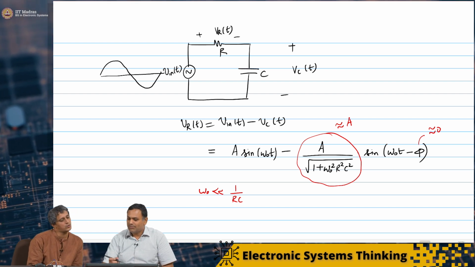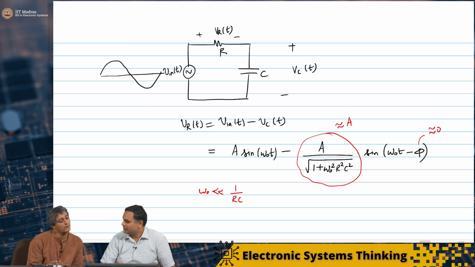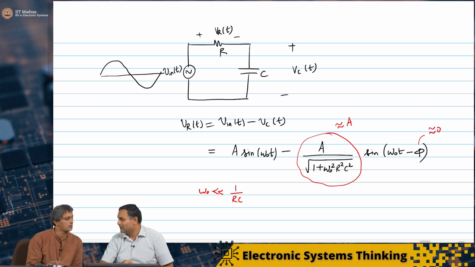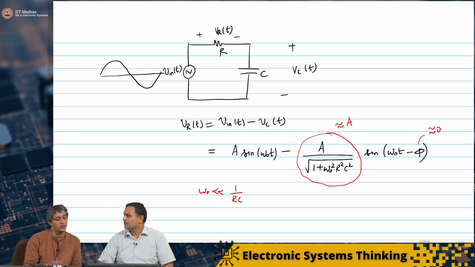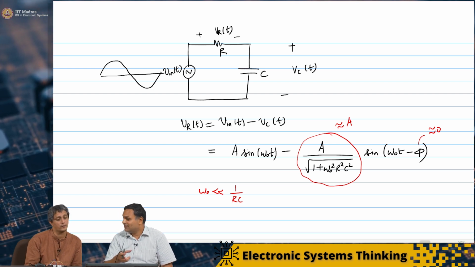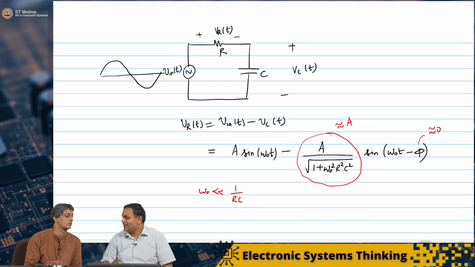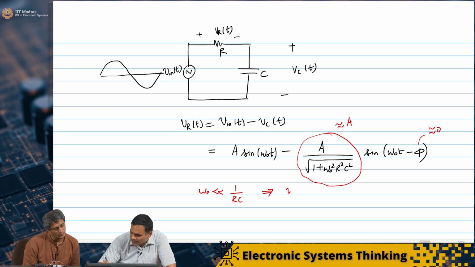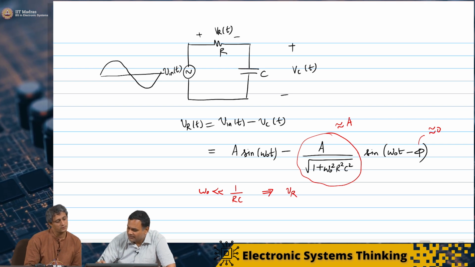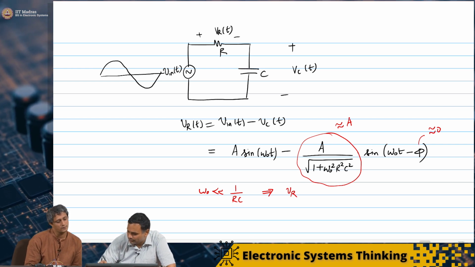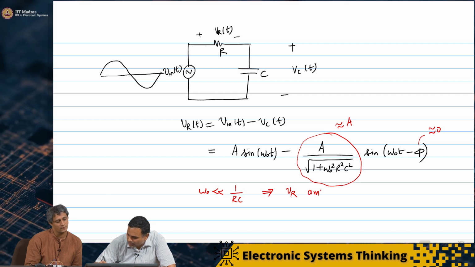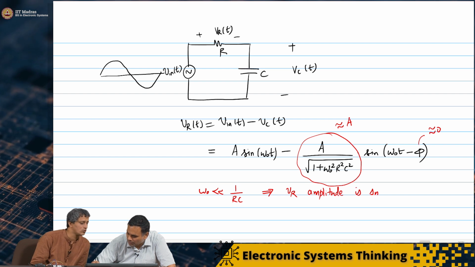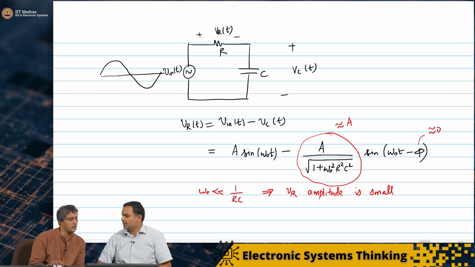What happens is that the capacitor voltage is going to follow the input voltage for low frequencies, which means the resistor voltage is going to be very small. So in this case, VR is small. In fact, the amplitude is going to be small.